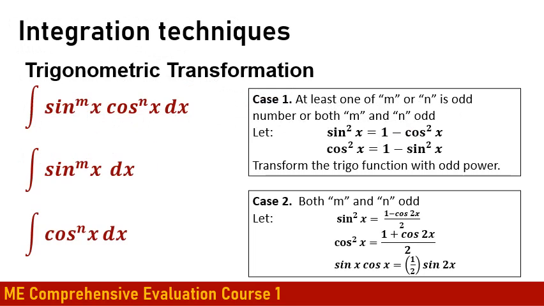Then another technique is the trigonometric transformation. So we have here the different forms: the integral of sine m x cosine n x dx, the integral of sine m x dx, or the integral of cosine n x dx. We have two cases here. If at least one of m or n is an odd number, then we let sine squared x equal 1 minus cosine squared x, or cosine squared x equal 1 minus sine squared x. We can transform the trigonometric functions with the odd power. For case 2, where both m and n are even, then we can use the following trigonometric transformation.